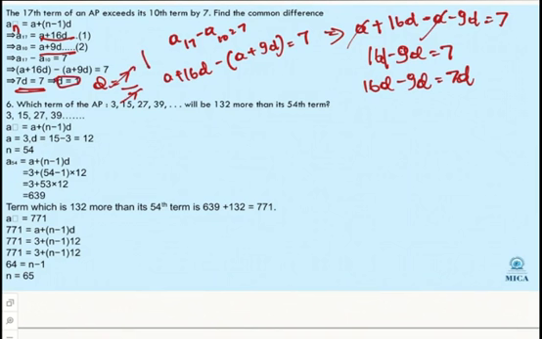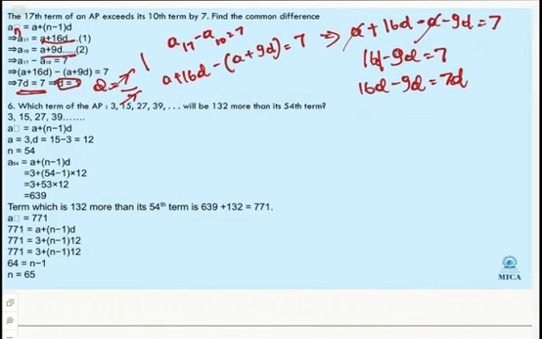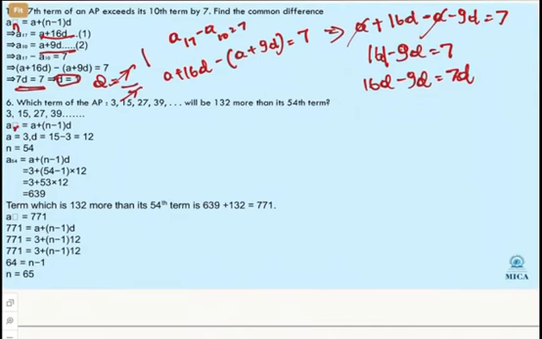Which term of the AP 3, 15, 27, 39 will be 132 more than its 54th term? So they have given the AP as 3, 15, 27 and 39. An is equal to a plus n minus 1 into d. So a is equal to 3, d is equal to 15 minus 3, which is equal to 12. n is equal to 54.